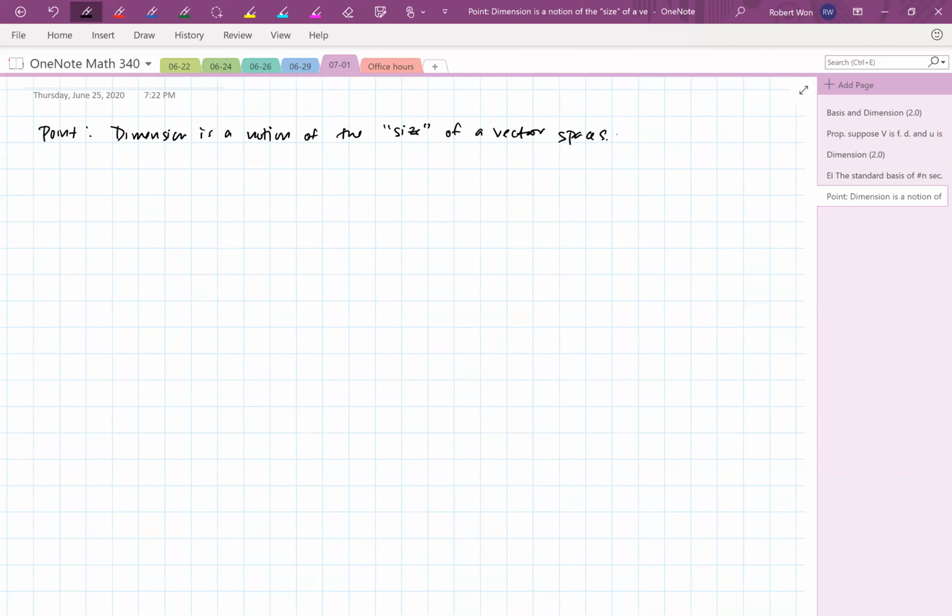All right, so let me give you some examples. Basically, these results for the rest of the lecture today will say, oh yeah, dimension is a notion of size. Here's the first one. As always, suppose that V is a finite dimensional vector space.